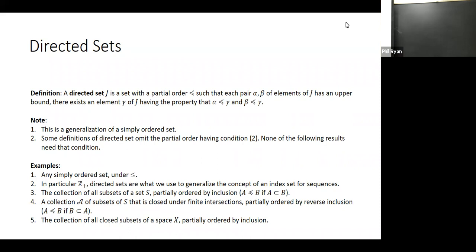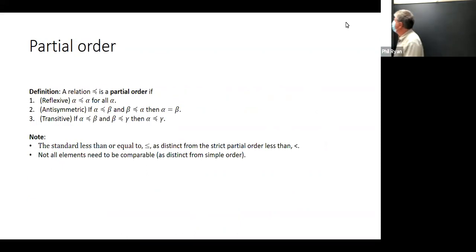So we've got some examples there, so that might answer that question. So a directed set is a generalization of a simply ordered set. Okay, and some definitions of a directed set omit the anti-symmetric property. So some people think that for a directed set, you don't need the property that if alpha is less than or equal to beta and beta is less than or equal to alpha, then alpha equals beta. So for example, it's quite easy to come up with an example.